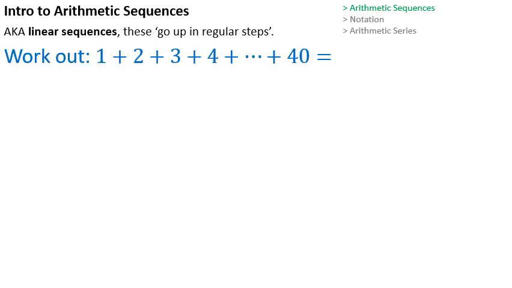So for instance, here's a pattern of numbers. This is one of the simplest linear sequences you would come across, because you're just adding 1 every time. We start at 1, we add 1 every time. But we're only going to go up to the 40th number, and then I'd like you to pause the video and have a go at adding all of these 40 numbers together.